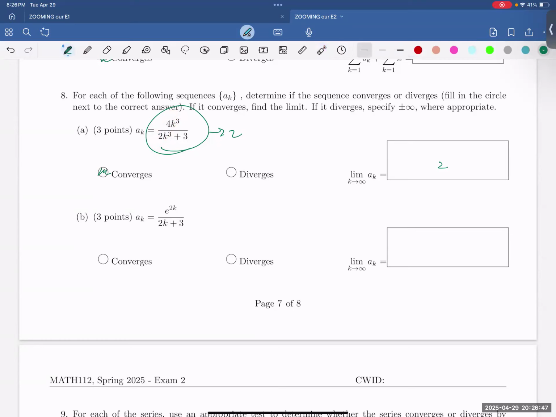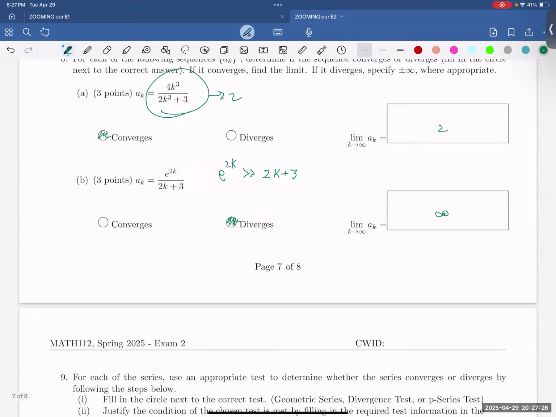The limit of the next one. You have a polynomial there, exponential there. You cannot compare powers, but you can compare growth rates. So e to the 2k, as an exponential, grows faster than 2k plus 3. So it gets to infinity faster. The numerator is going to infinity, and so is the denominator, but this one wins. So it's like infinity over a number, and that's infinite. So the sequence diverges to infinity.